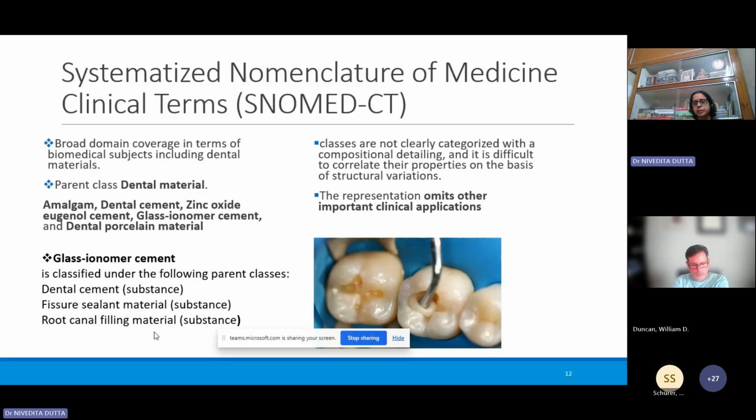Sometimes the representations omit other important clinical applications. For example, glass ionomer cement is classified under the following parent classes: dental cement, fissure sealant material, root canal filling material. But in reality, sometimes clinicians prefer to use it for class 1 cavities, for the cavities of deciduous dentition and the like.